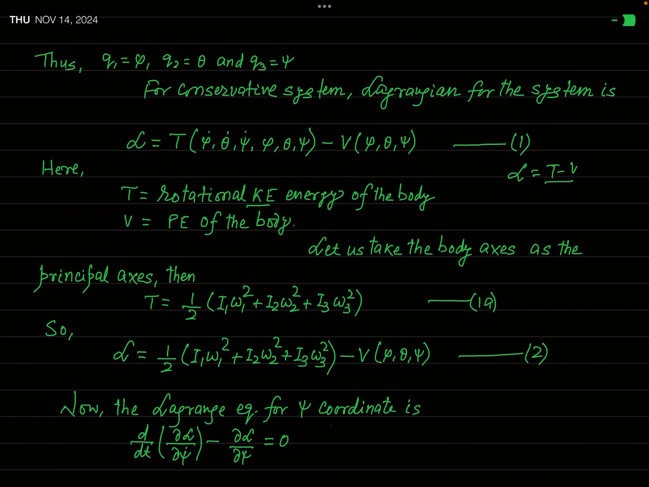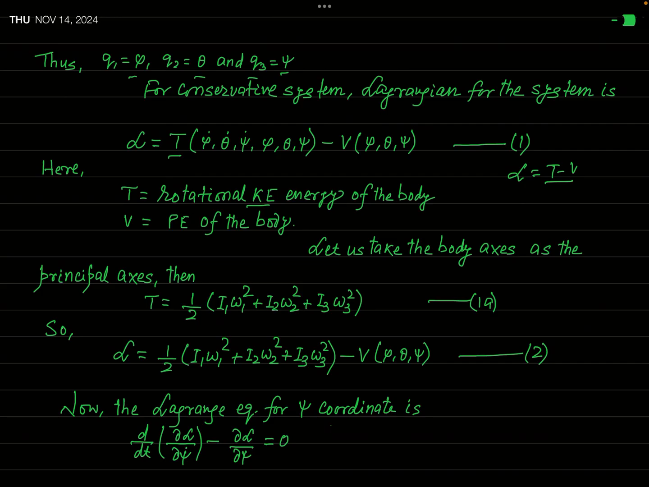Since the most suitable generalized coordinates are phi, theta and psi, I have written the first generalized coordinate q1 as phi, the second generalized coordinate q2 as theta, and the third generalized coordinate q3 as psi. So the Lagrangian L will be a function of these three generalized coordinates, as the potential energy and the kinetic energy are also functions of phi, theta and psi.